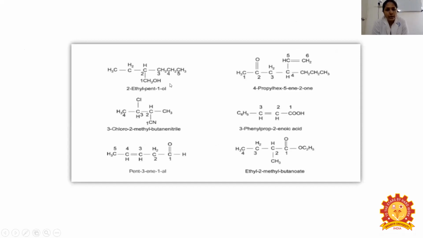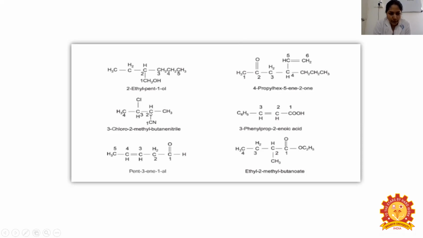Next, we give numbering to the functional group, followed by the double bond, followed by the triple bond, followed by the substituent. So 1, 2, 3, 4, 5, 6, hexa. Fourth position, yes, prop, 3 carbon atoms, prop, hex. Fifth position, ene. Second position, one-one ketone. So 2, 1. Here, 3-chloro-2-methylbutanenitrile.